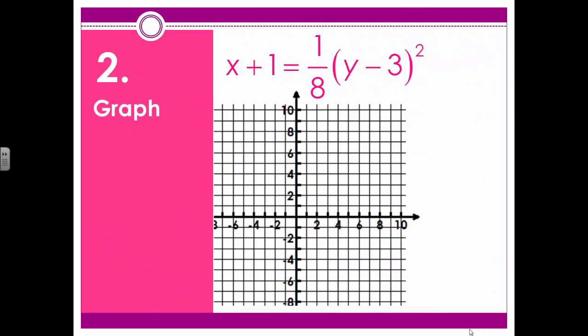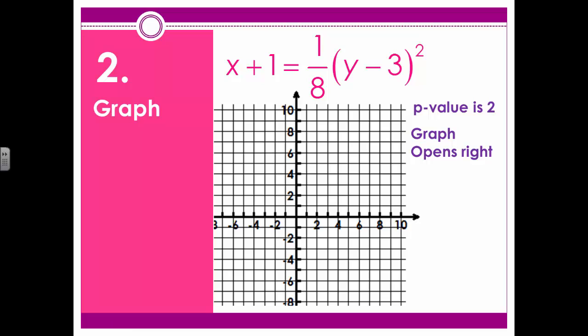Let's look at graph 2. The first thing we need to do is find the p-value. We look in the denominator and I see an 8, so we're going to divide that by 4. Now we need to start thinking about what direction the graph opens. So I look for my squared variable. Y is being squared, my p-value is positive. So that tells me that the graph opens to the right.